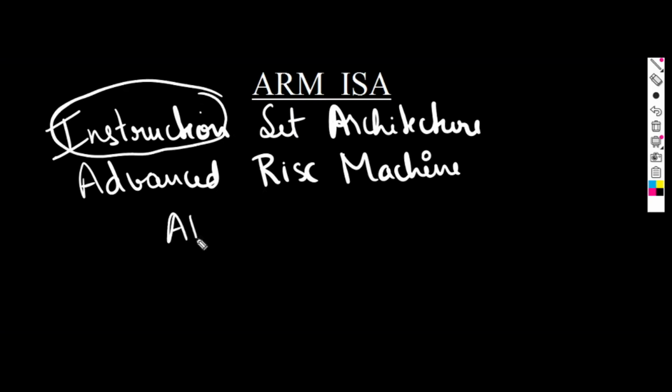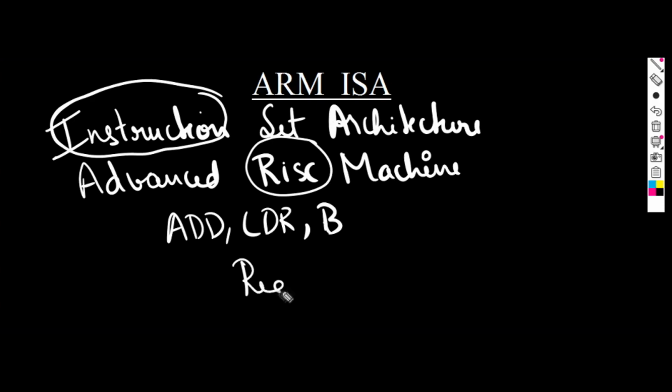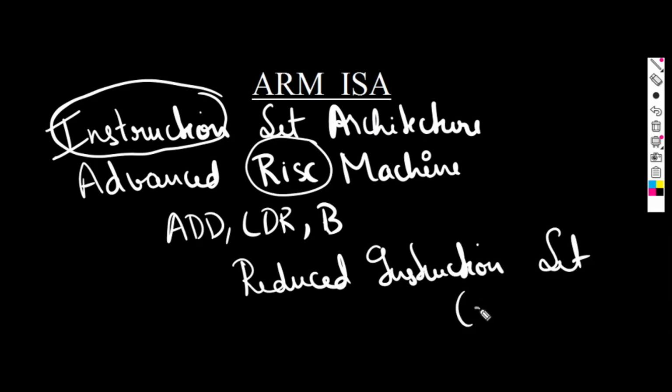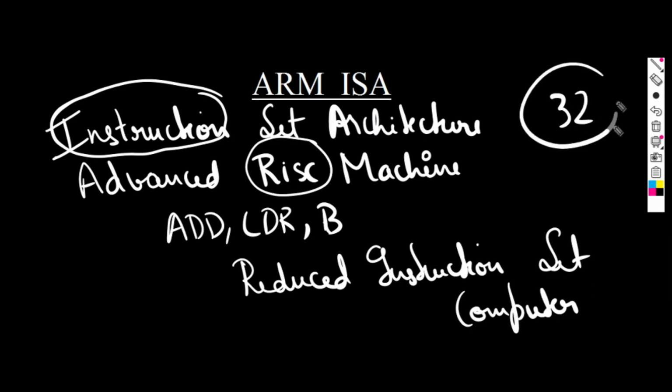Like, for example, adding two numbers, loading data from memory, or jumping to another part of the program. And since ARM is a RISC processor, that means reduced instruction set computer, it focuses on simple, fast instructions, all typically the same size, that is 32 bits.